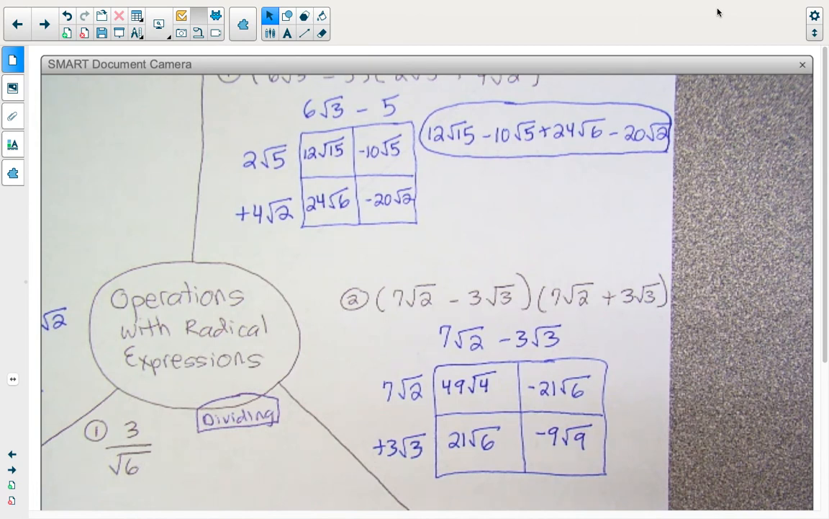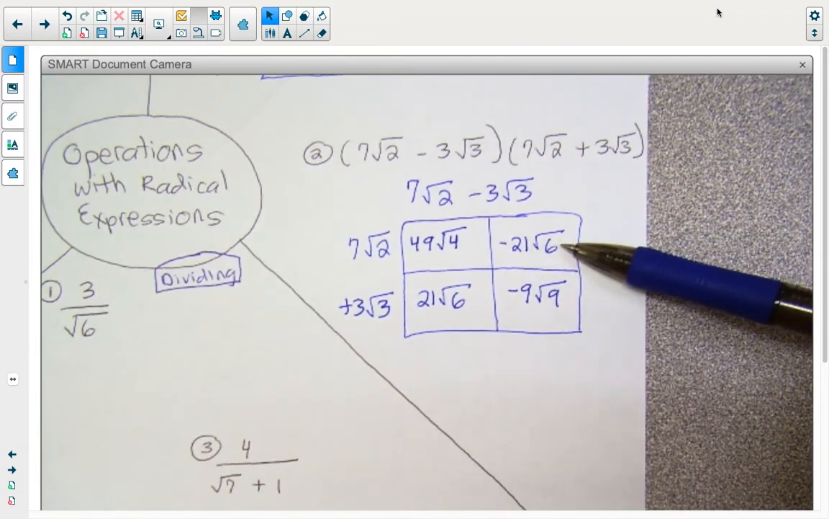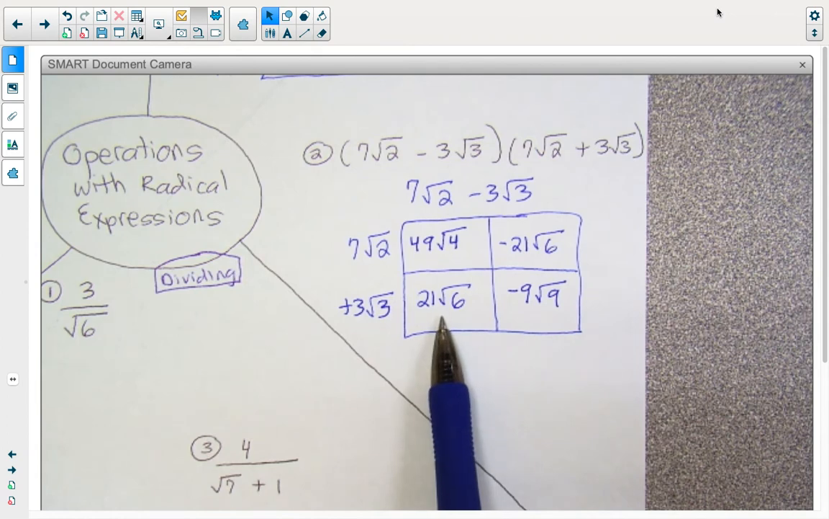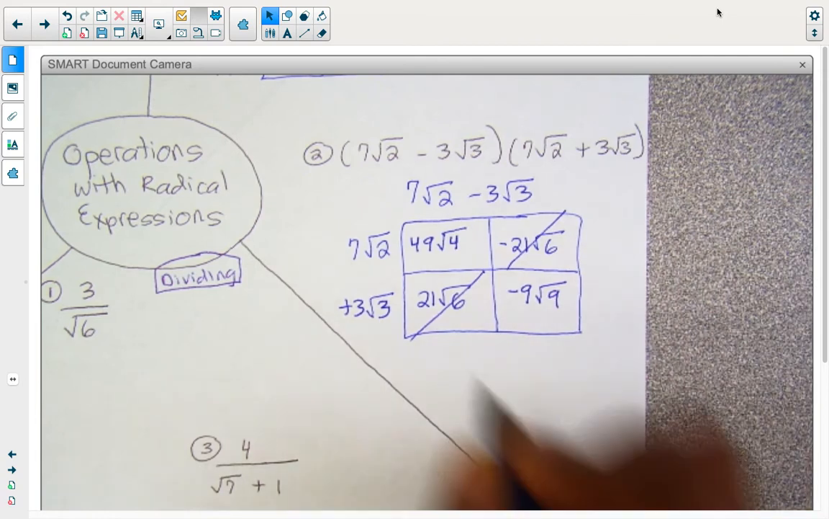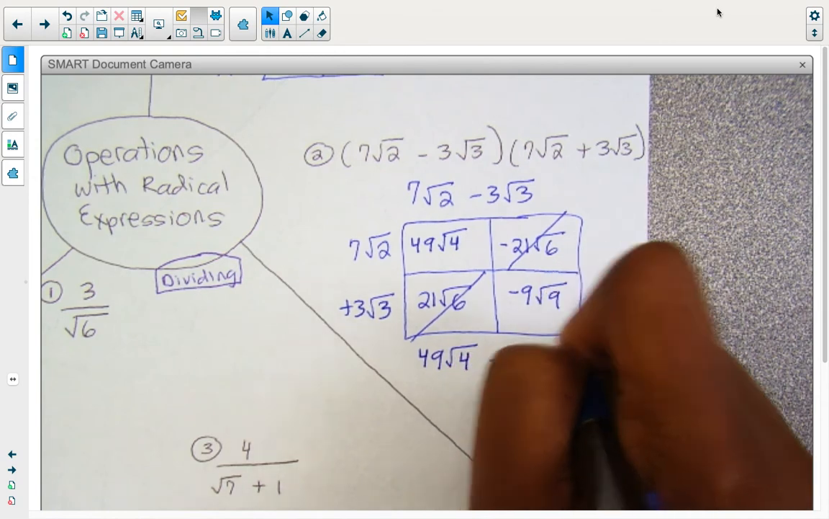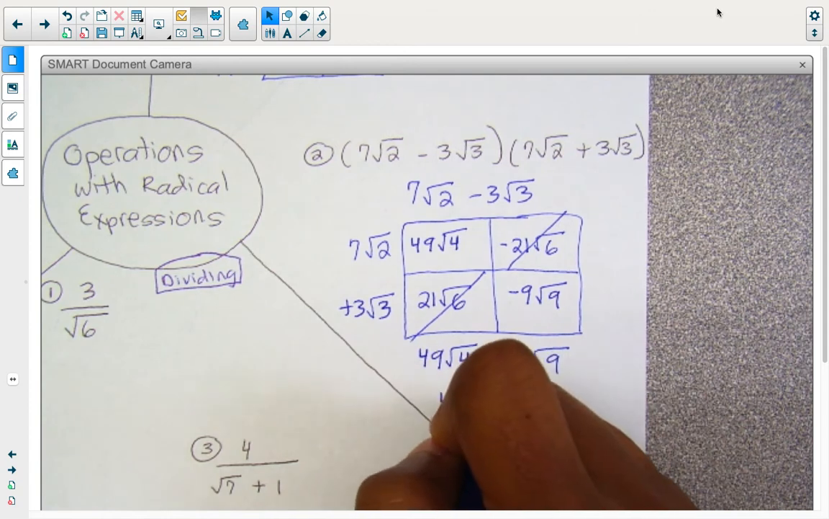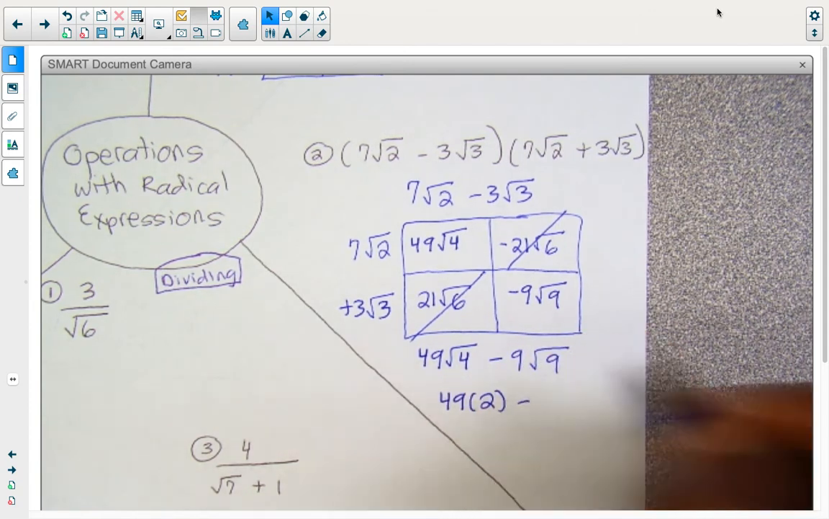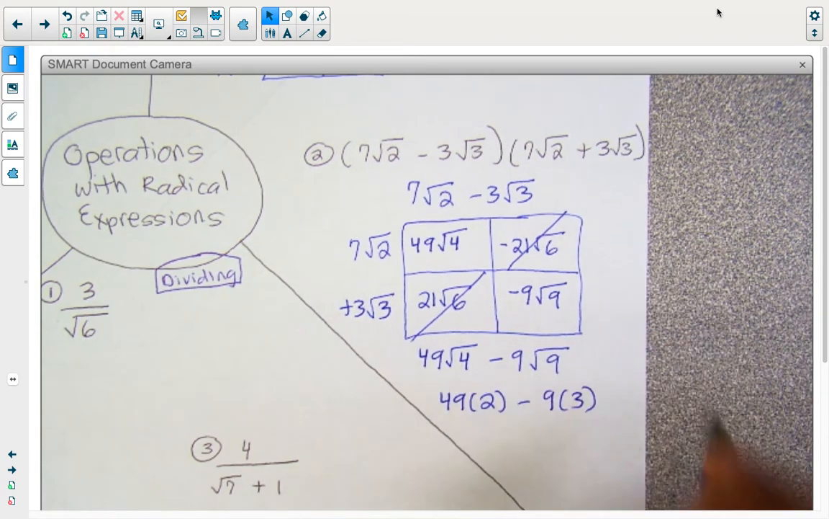Now, hopefully you see some things that cancel out. I have negative 21 square root of 6 and 21 square root of 6. These cancel each other out. So we're left with 49 square roots of 4 minus 9 square roots of 9. Now, this is a perfect square number, and this is a perfect square number. So the square root of 4 is 2, so this is 49 times 2. The square root of 9 is 3, so this is 9 times 3.